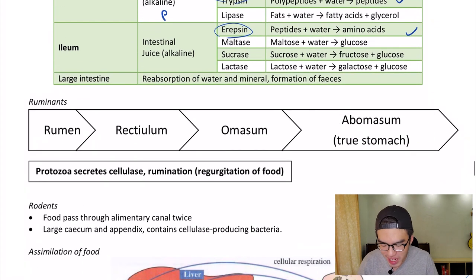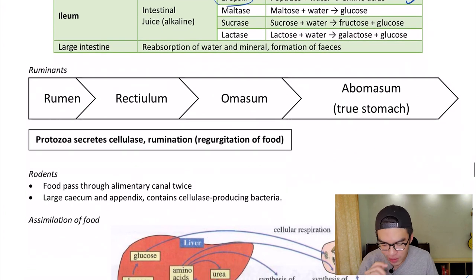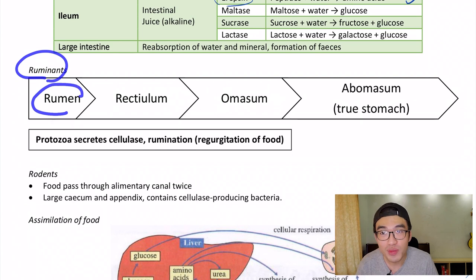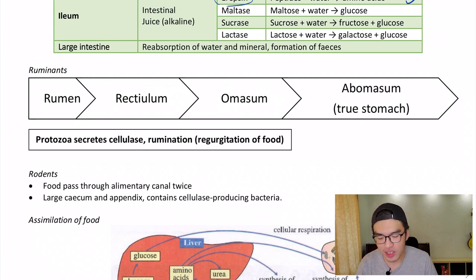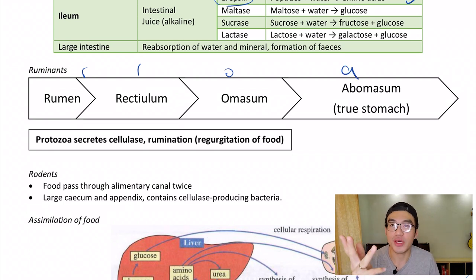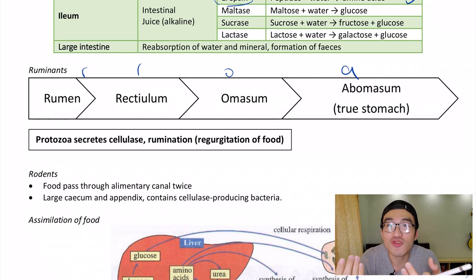Alright, so let's look at ruminants. That will be your cow. Because this is a ruminant, we start with the rumen. So their stomach is very easy to memorize. It's R-R-O-A: rumen, reticulum, omasum, abomasum. Abomasum is the true stomach. They love to ask this in exams. Why is the abomasum the true stomach? Because they secrete gastric juice, just like us.